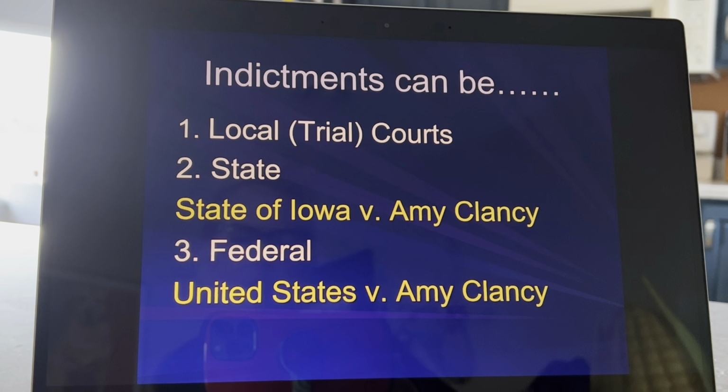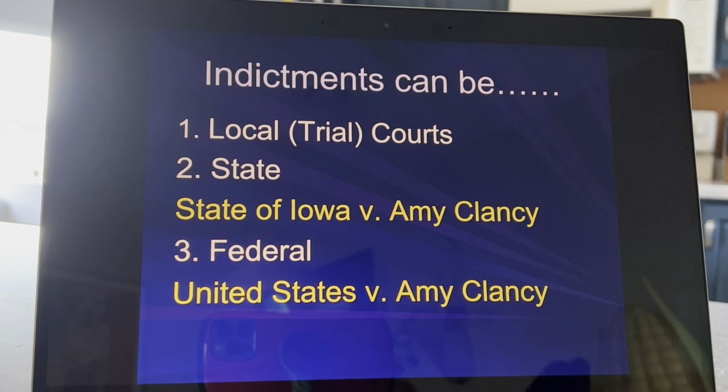Okay, so a little bit about indictments. Indictments can be in 3 different levels. So they can be in what we call the local or trial courts. So for example, if it was the city of Cedar Rapids versus Amy Clancy, or Linn County versus Amy Clancy, that would be an example of a local indictment. Then they can be at the state level, and they can also be at the federal level if a person has committed a federal crime versus a state or local crime, okay?